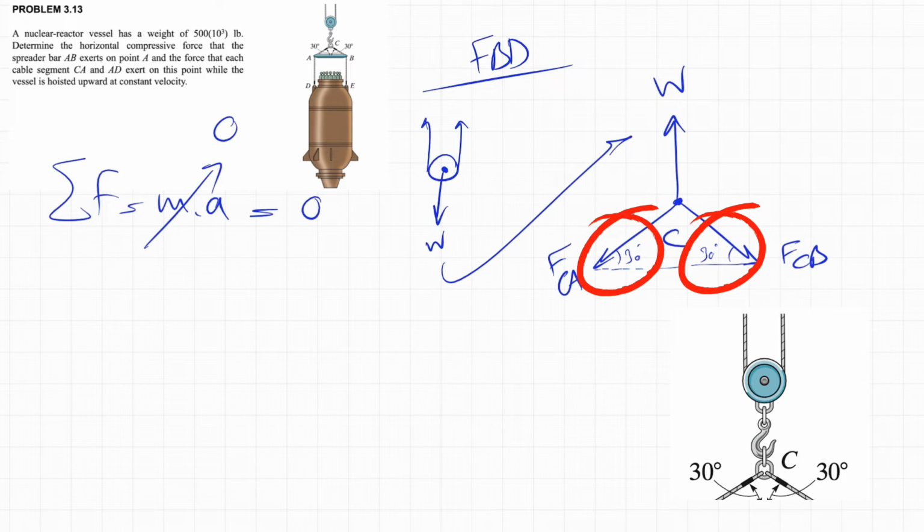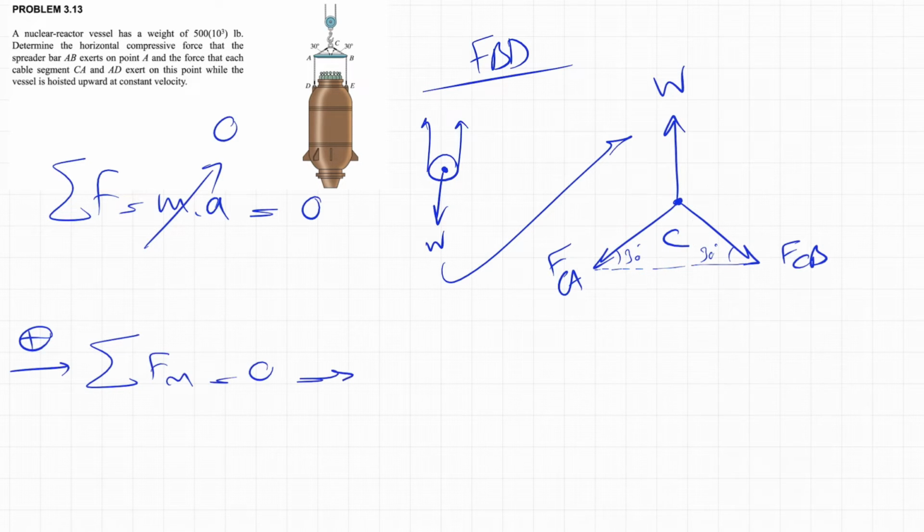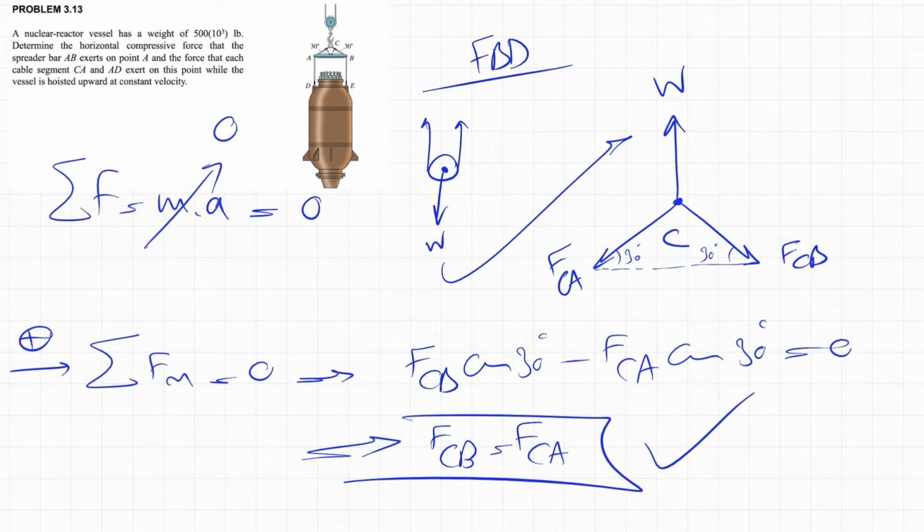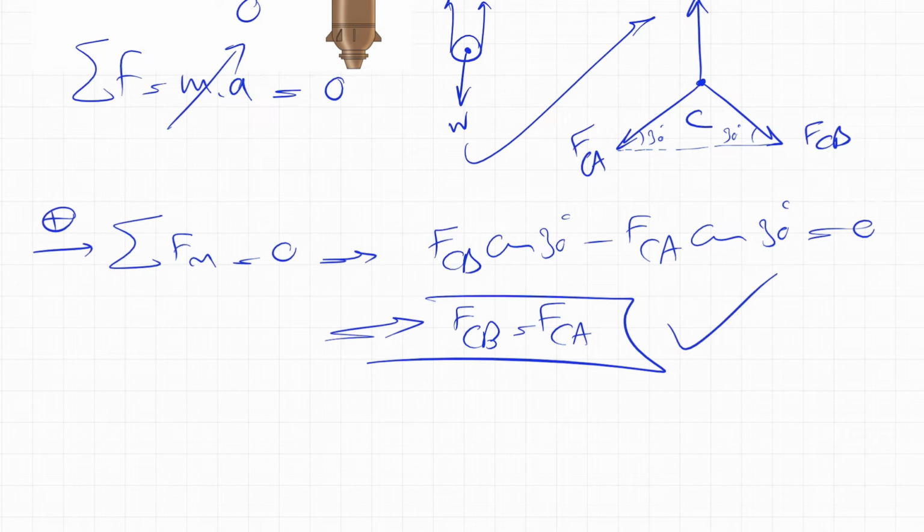We know that these two angles here are 30 degrees. So let's start with the sum of Fx equals 0. FCB cosine of 30 minus FCA cosine of 30 equals 0, and that shows that FCB equals FCA, which we kind of figured out even before since the figure is symmetrical. So these two tensions have to be the same.